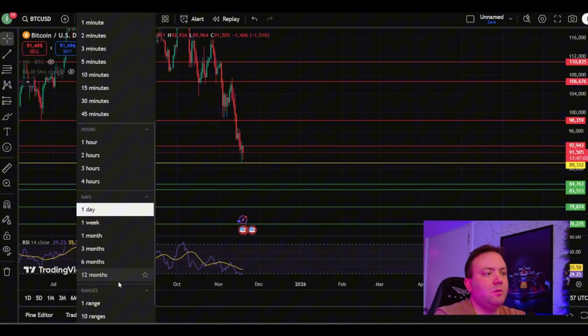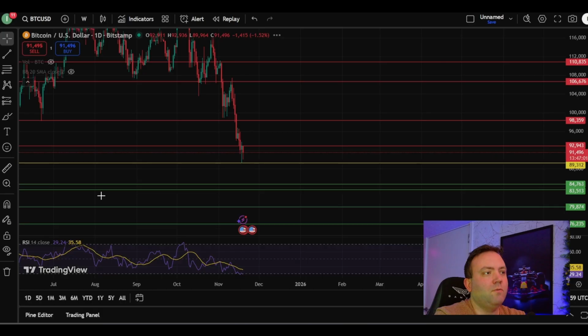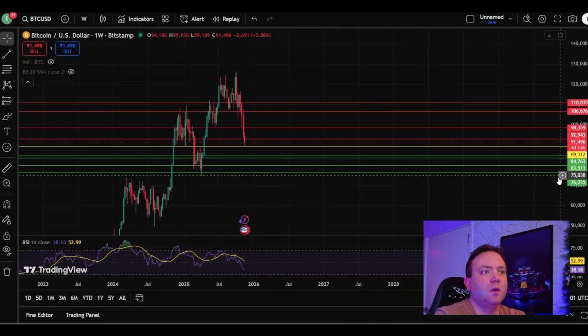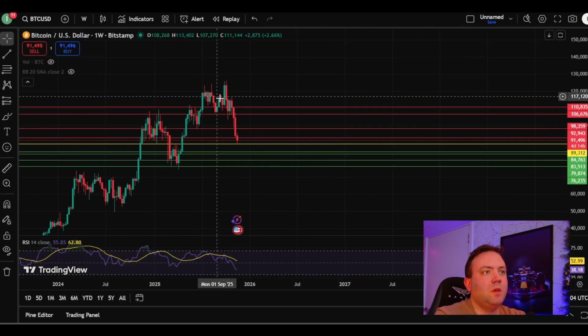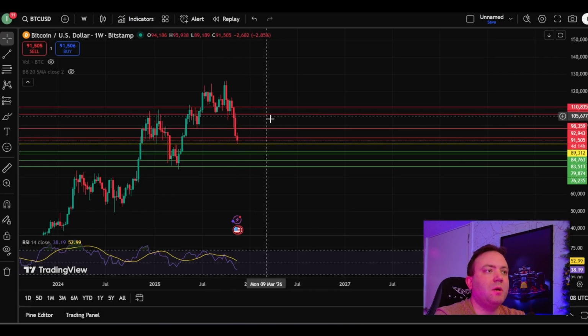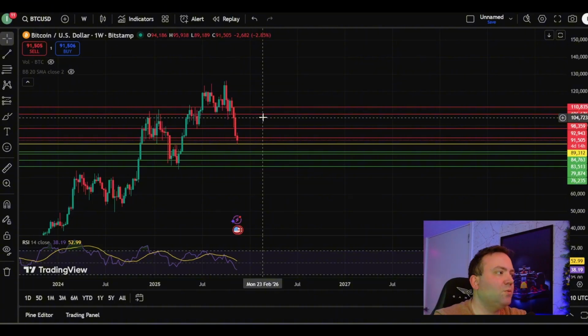And what we can do is zoom out even further to the weekly. On the weekly, we see a lot of selling pressure and it's catching a support. So maybe we see a bounce up. That is basically how a swing trader works.